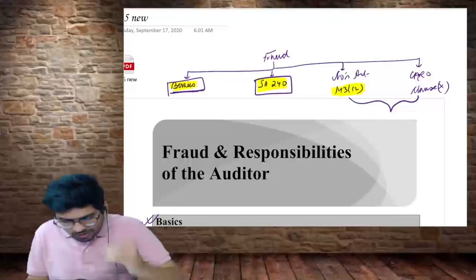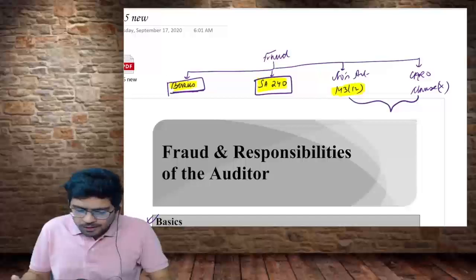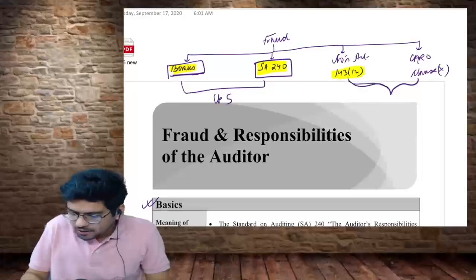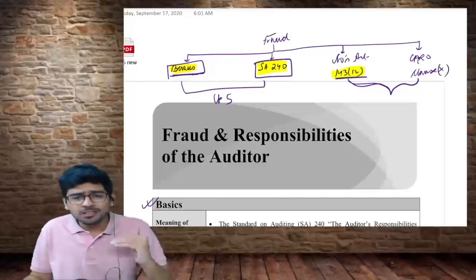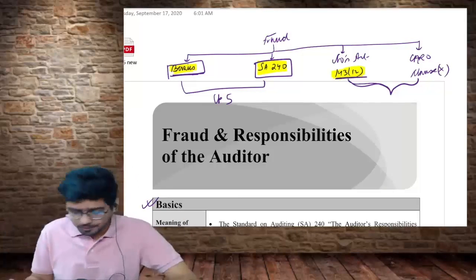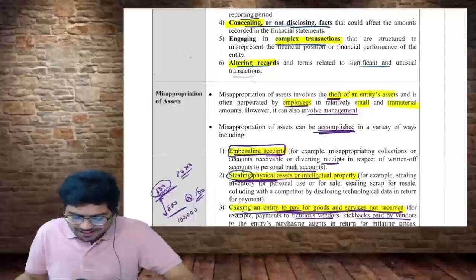Okay, so for the timing, I have incorporated only these 2 parts in chapter 5. And this will be section 143(12). This is with respect to fraud reporting. We are going to cover it in the company audit part. Okay, all right. So let us start with SA 240.